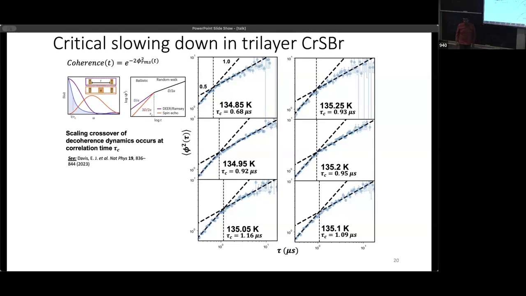Sorry, is this a single layer or is it a 2D magnet? Yeah, so this is a trilayer, but only one of the three layers has an uncompensated moment. So it should be the same for a single layer. It turns out the single layer is a little more chemically sensitive than the trilayer, and that's the reason we prefer to work with trilayers. But it would work the same way.